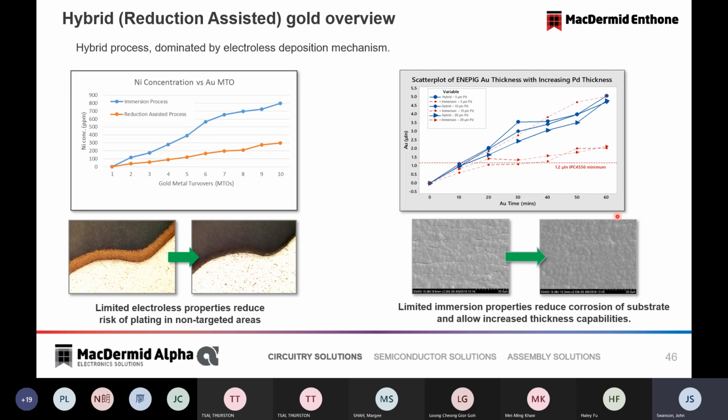On this side, we want to show, and this may be hard for everyone to see on their screen, the ability for the blue hybrid system, or the reduction-assisted system, to continue to build thickness for all palladium thicknesses. So for each thick and thin palladium situation, we can build gold thickness, but with the immersion system, we have difficulty. So that is shown here. The difference in the systems is shown here.